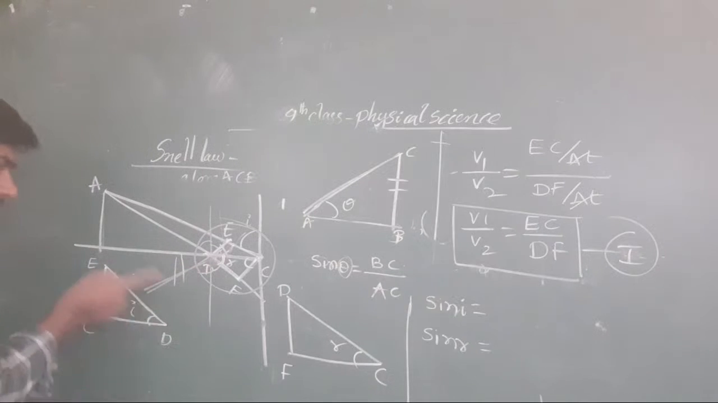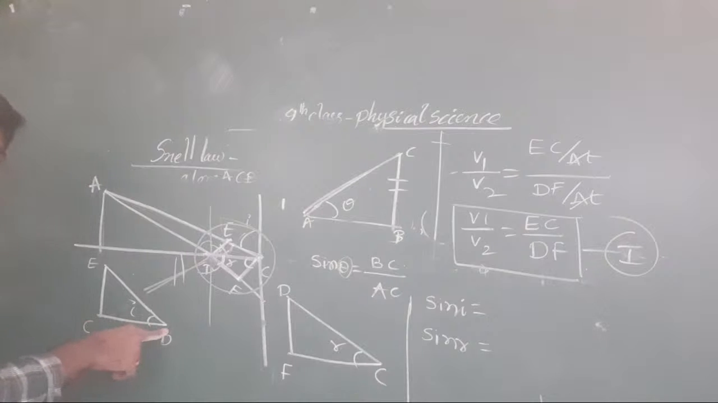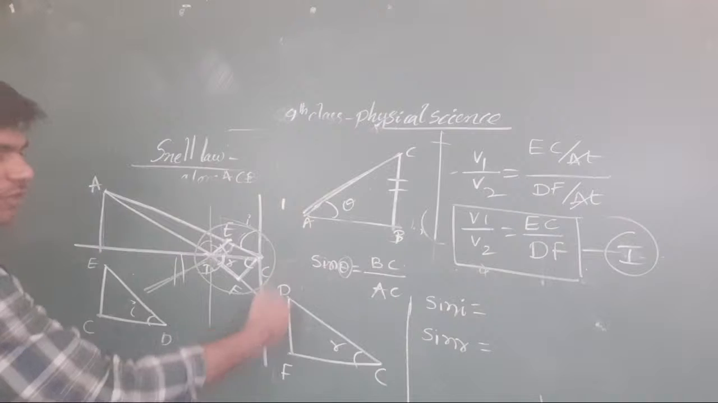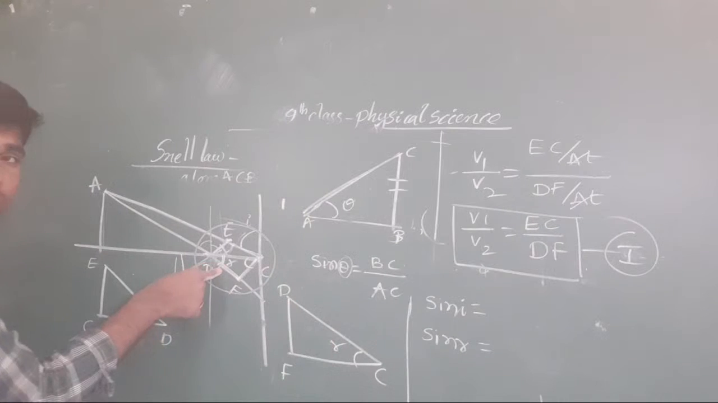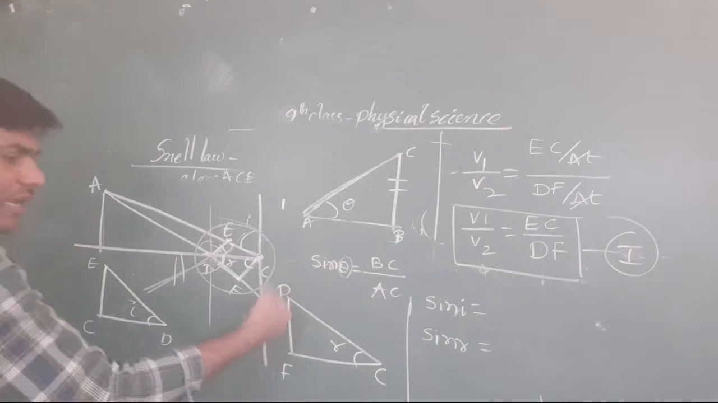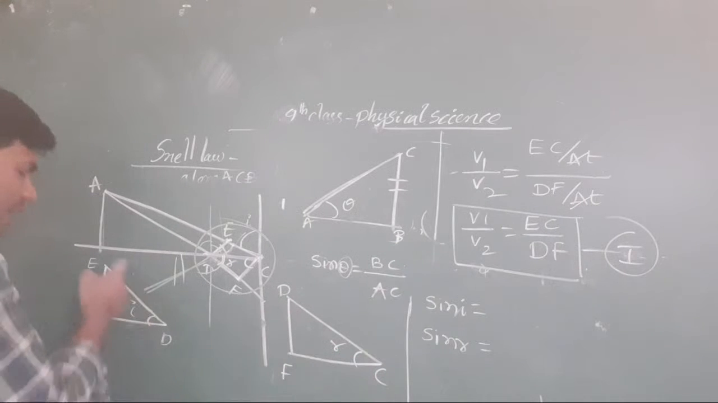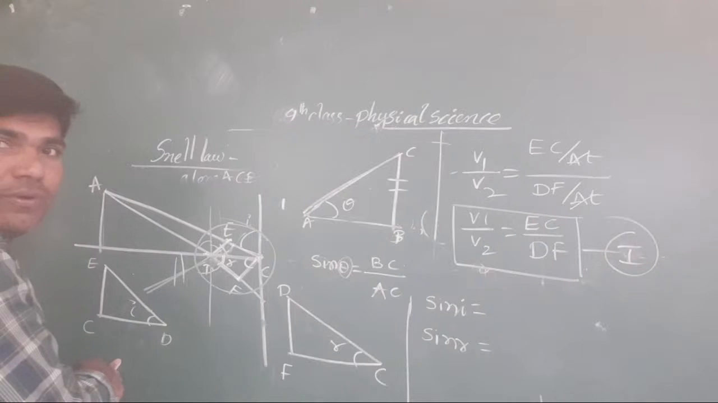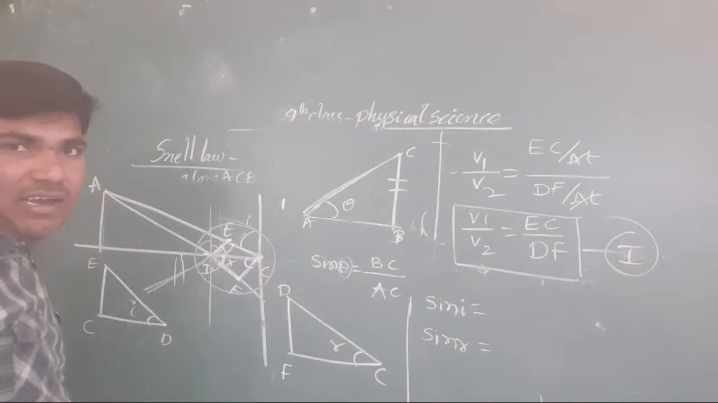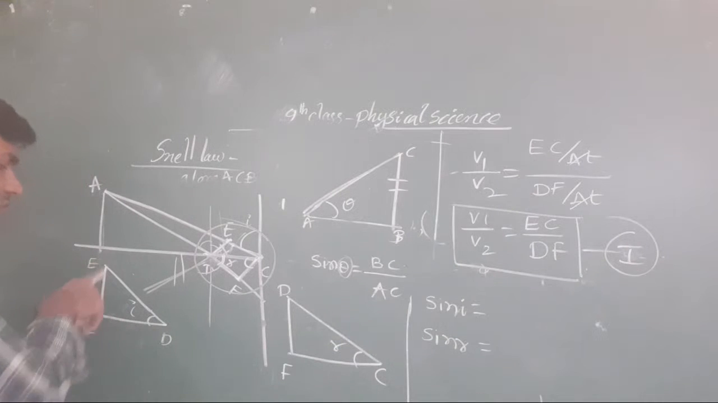Now these are the triangles we have taken. ECD we have taken as one triangle, and compare it with ACD. And we take the triangle DFC. These triangles are there, check in your textbook. They are right-angled triangles, DFC and also ECD. Now from the triangles you define sine I and sine R. What is the sine angle here?